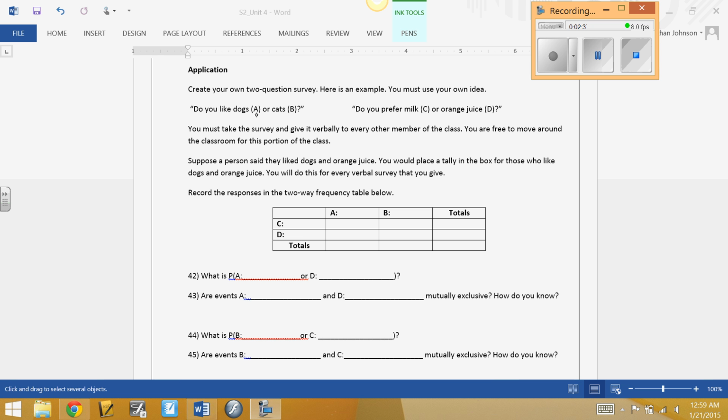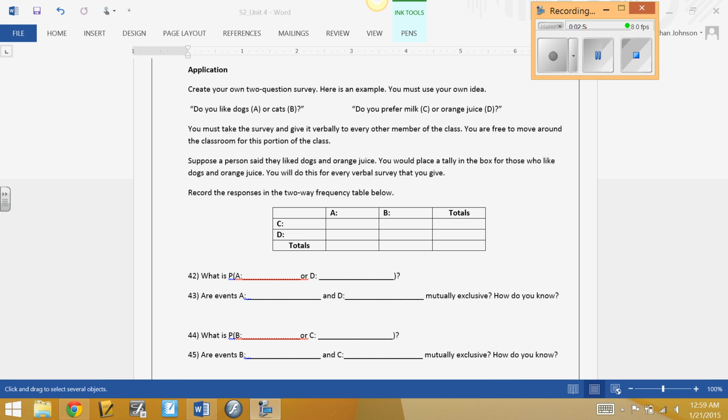Now, I've called dogs A, cats B, milk C, orange juice D. You're going to insert your own words there, and then you'll put those words here in the 2A table in the appropriate locations. So you're going to go around the class, and you're going to give this survey to every member of the class. You're not going to write it down, you're just going to ask them verbally. Move around the room, talk to every other person.